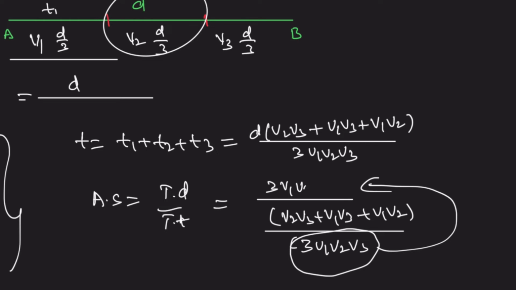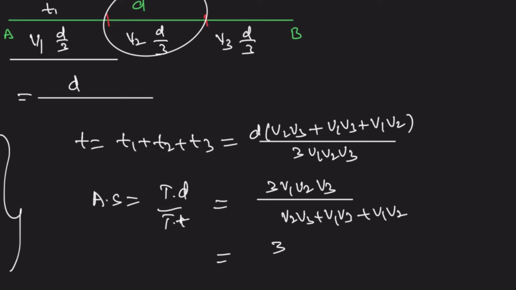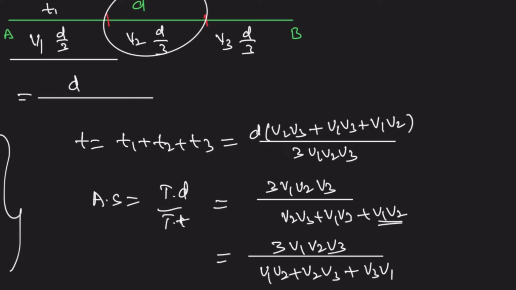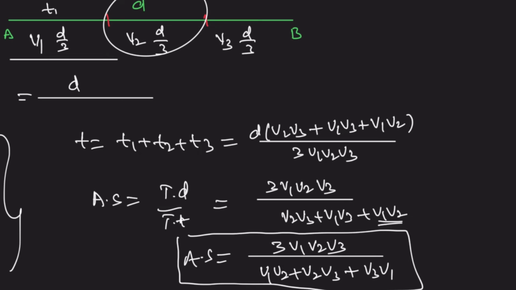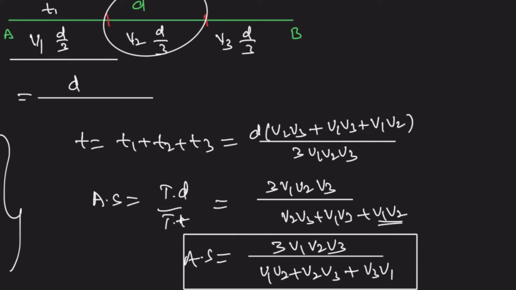The 3 V1 V2 V3 in the denominator of the denominator goes to the numerator, then we get 3 V1 V2 V3 by V1 V2 plus V2 V3 plus V3 V1. So this is the average speed for this situation. So what is the average speed formula? 3 V1 V2 V3 by V1 V2 plus V2 V3 plus V3 V1.